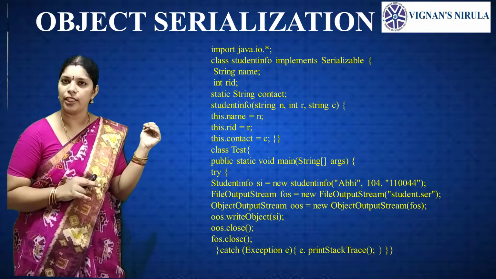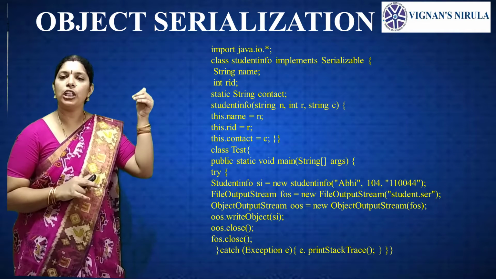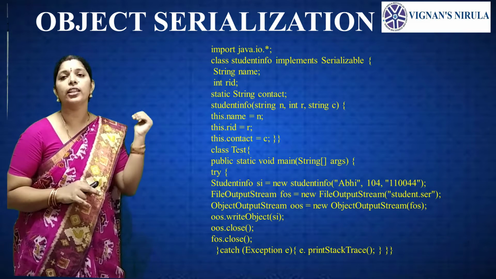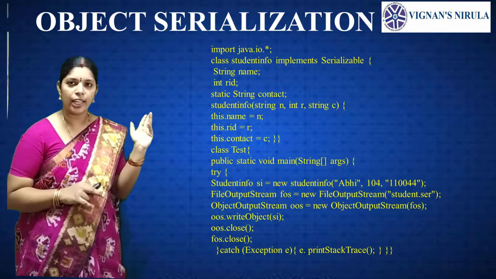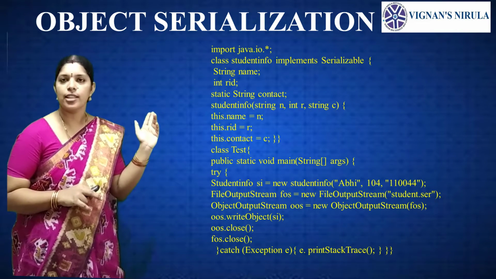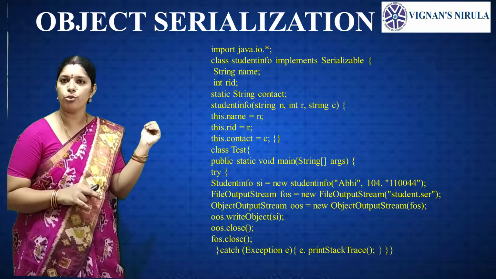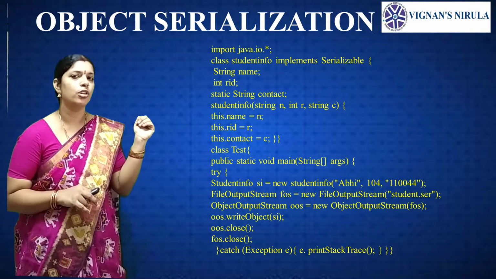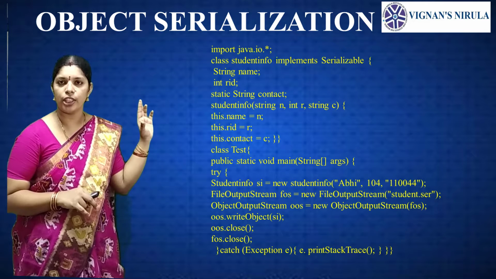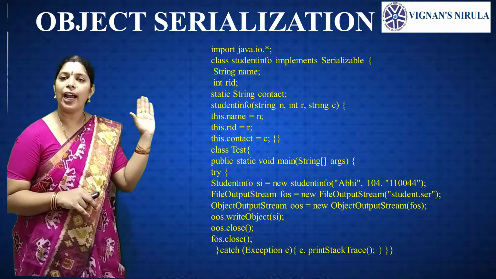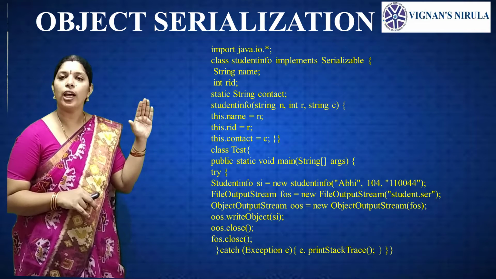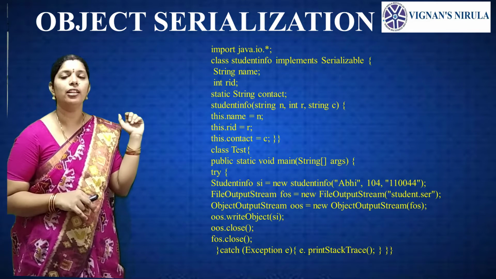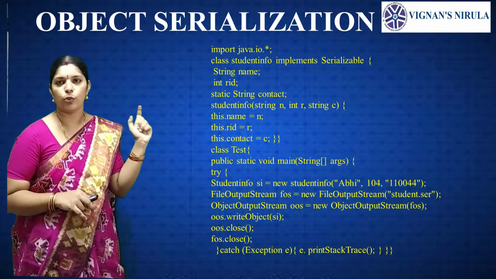Next, Student_info. Here we are creating one method. This is a constructor, so whatever the class name is, that will be used for the method. This is the constructor with three parameters: String n, int r, and String c. Next, this.name = n, this.RID = r, and this.contact = c. In this constructor we are taking the name, ID, and contact values.